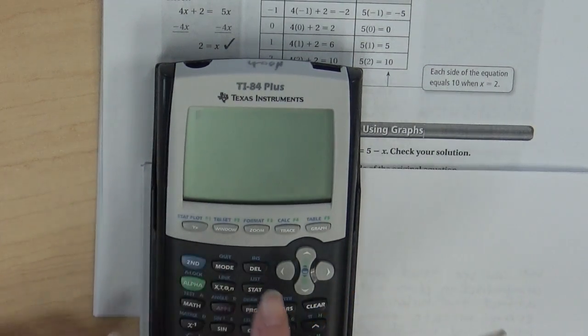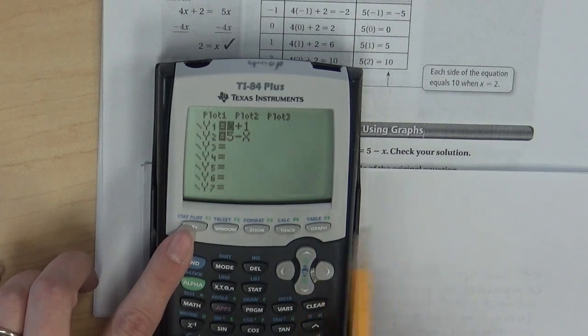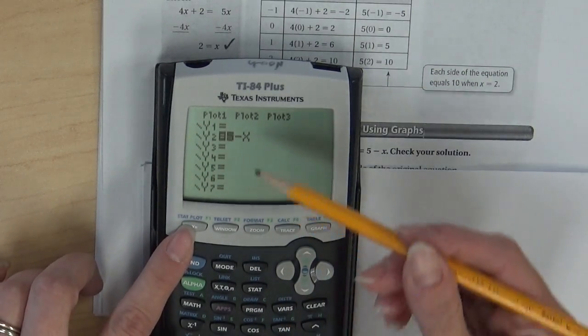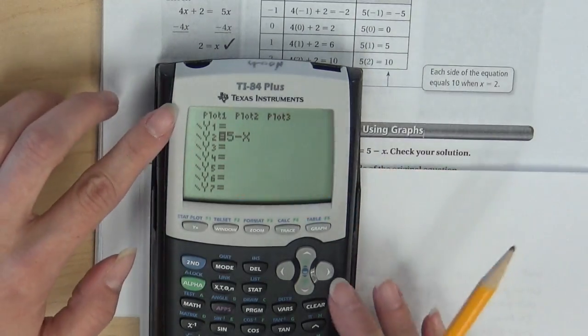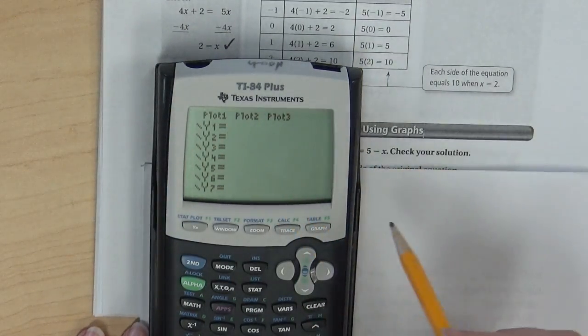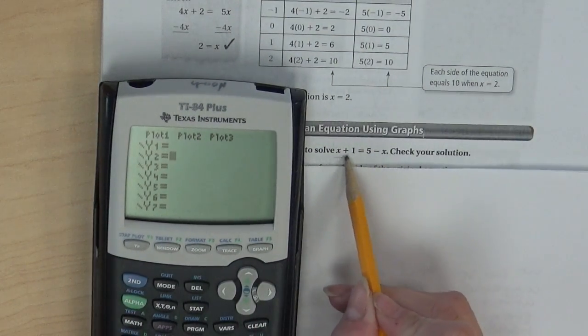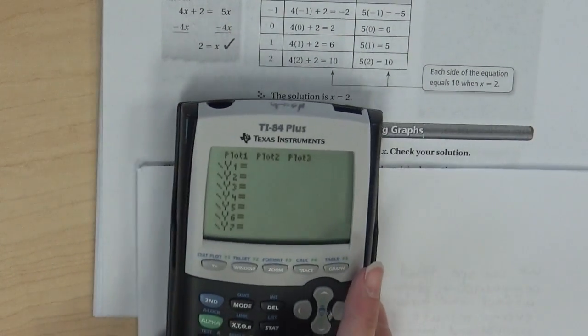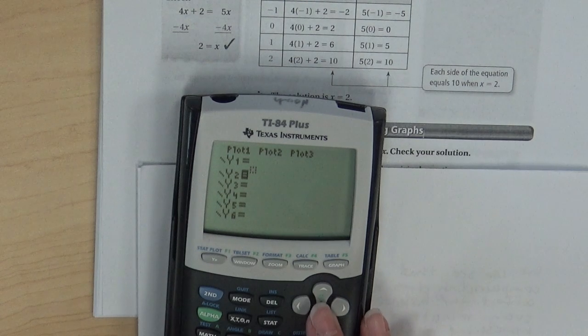There's a button at the upper left-hand corner. It's called y equals. So I'm going to press that. And then it gives me a list of y sub 1, y sub 2, y sub 3, etc. I'm going to use this to type in the equations that I was given. So on the left side of the equation, I've got x plus 1. So I'm going to go to the top equation. I just pressed something, I don't know what I did.